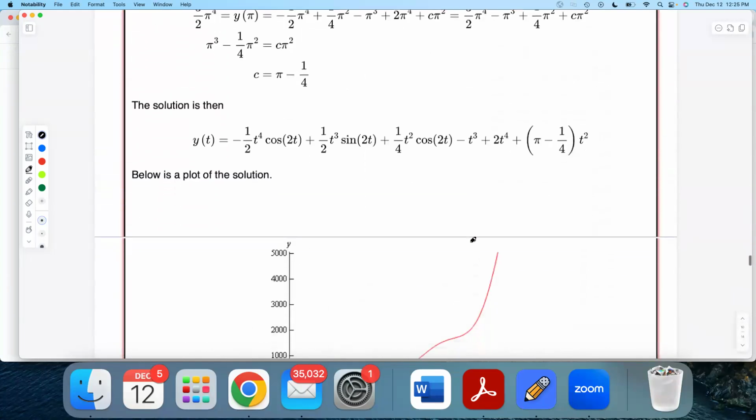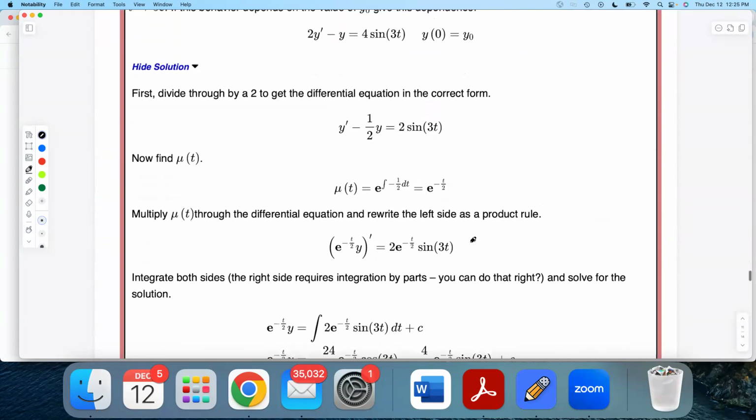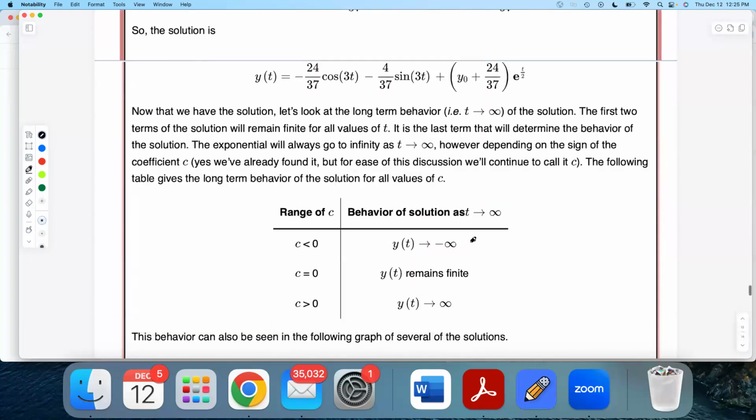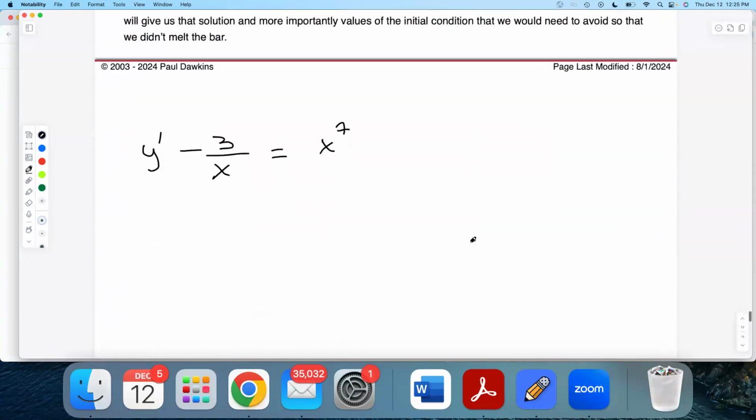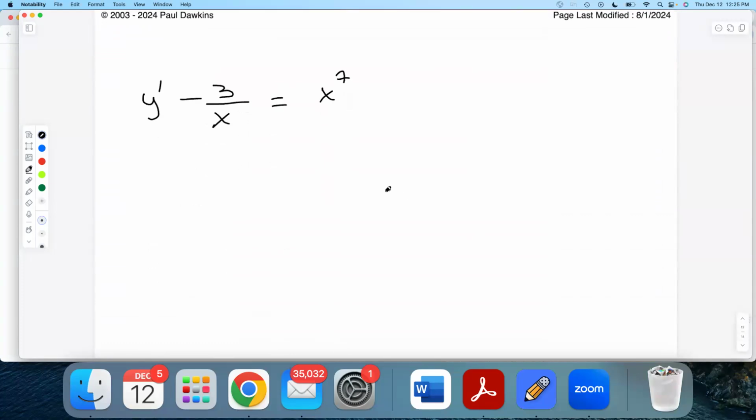Okay, you can read through these other examples. This document is attached to this video. I'm going to do another example real quick here.